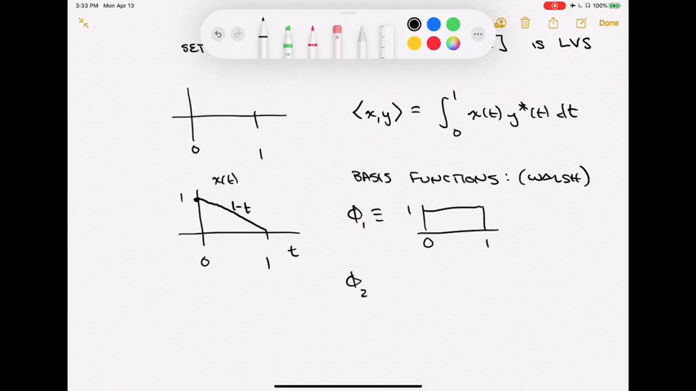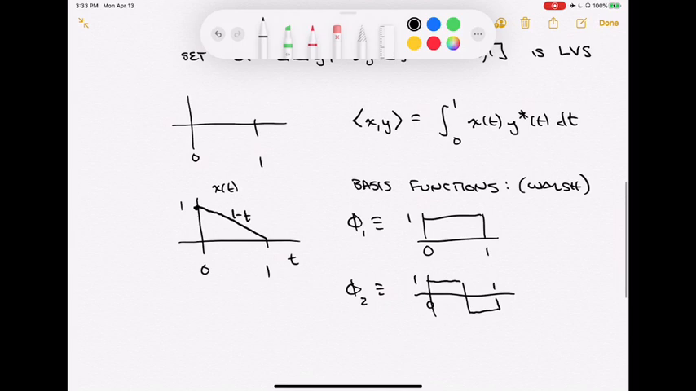My second Walsh basis function is going to look like a 1 for half the interval and a minus 1 for the other half. So it goes from 0 to 1, with a height of 1 at first, and then a height of minus 1 in the second half. That transition point occurs at 1/2. Those are my two basis functions.